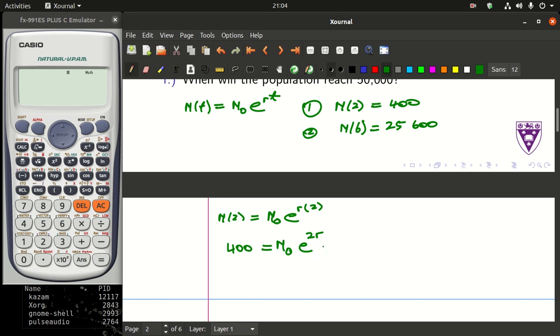And if I work on this carefully, I can even work out N naught here and say my N naught is equal to 400 divided by e raised to 2r, because I'm dividing on both sides. You can call this equation 1. And then let's go for this one here.